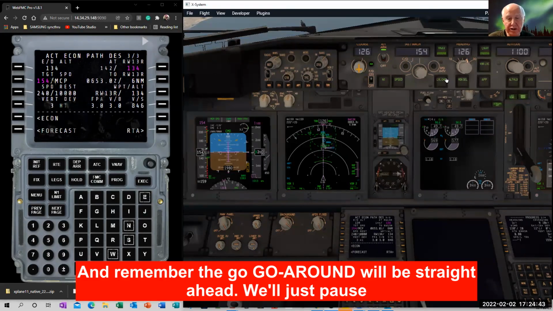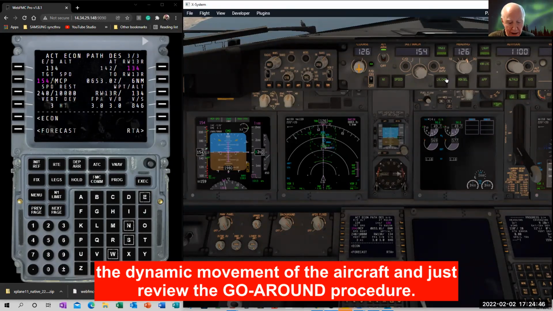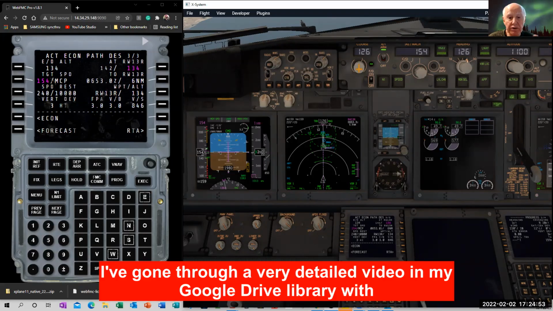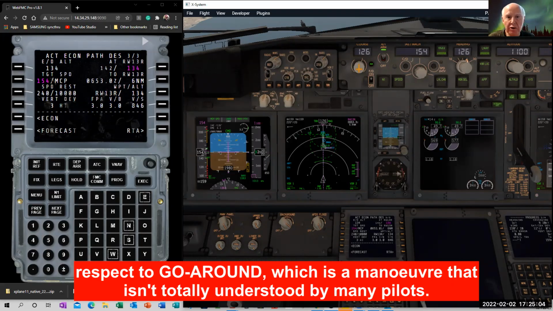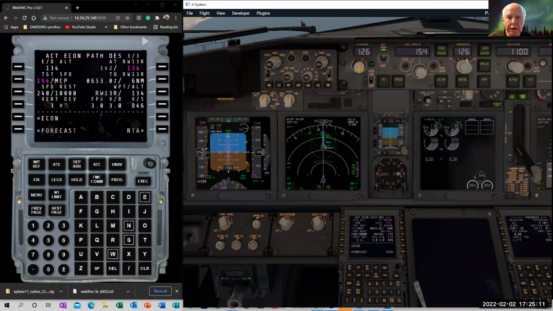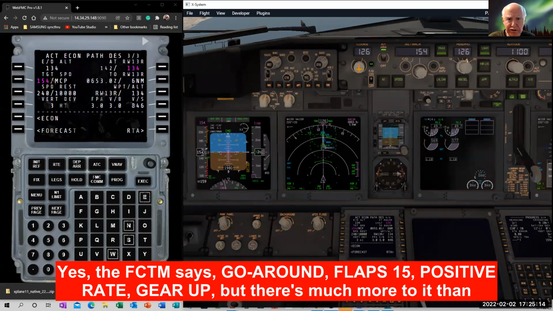We'll just pause the dynamic movement of the aircraft and just review the go around procedure. I've gone through a very detailed video in my Google Drive library with respect to go around, which is a maneuver that isn't totally understood by many pilots. Yes, the FCTM says go around flaps 15, positive rate, gear up, but there's much more to it than that.